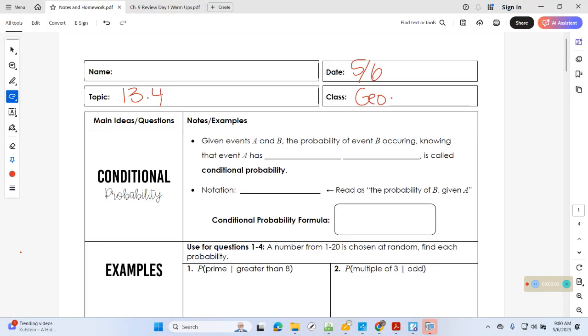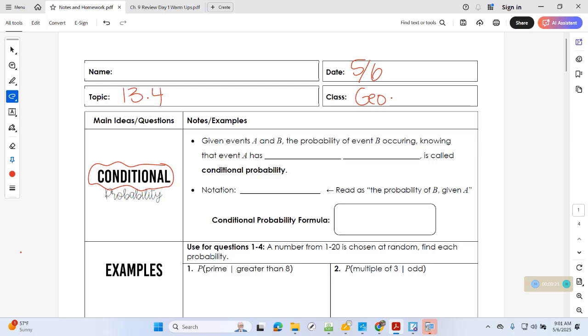Okay, so more probability, more fractions, more favorable outcomes over the total outcomes. But here's where it's going to be a little bit different. We're going to do what's called conditional probability today. So of course there's some formulas, some calculations, etc. So here is what it is.